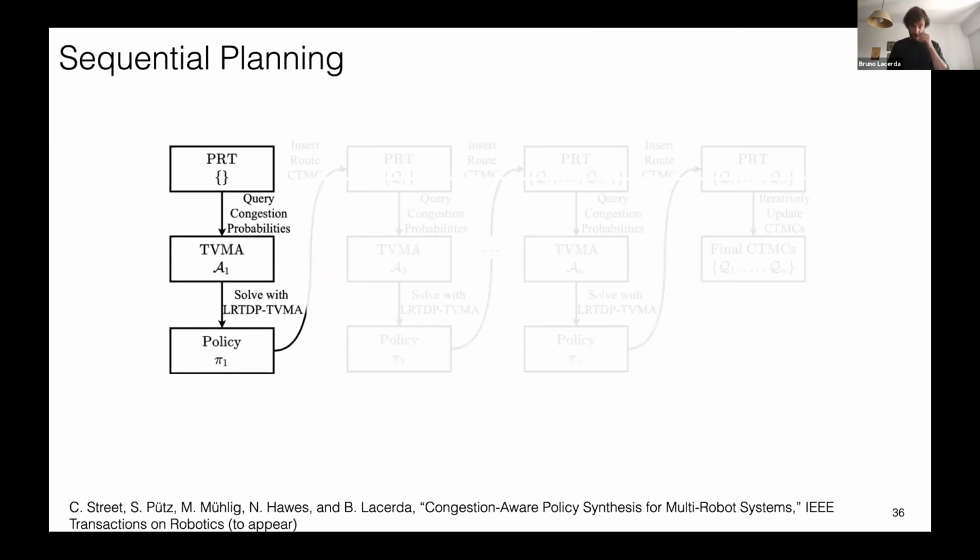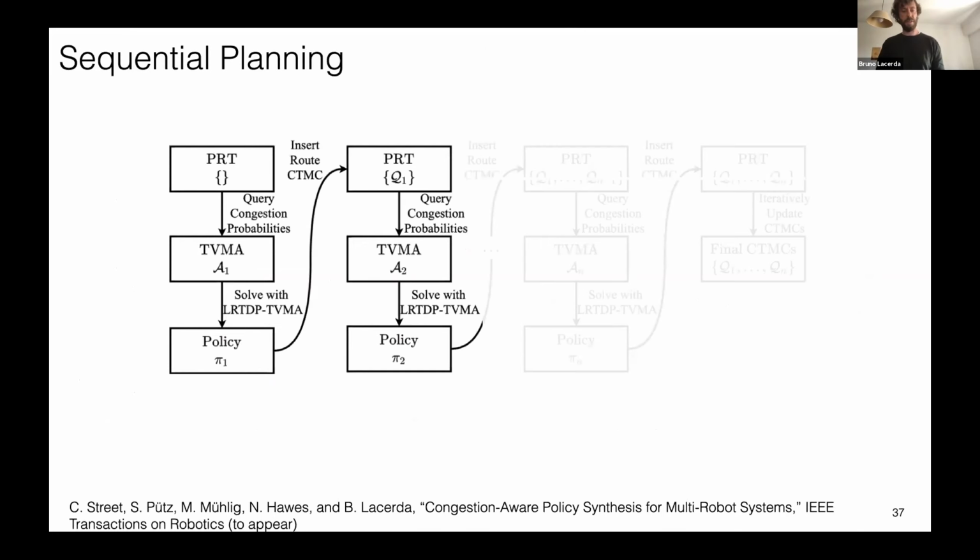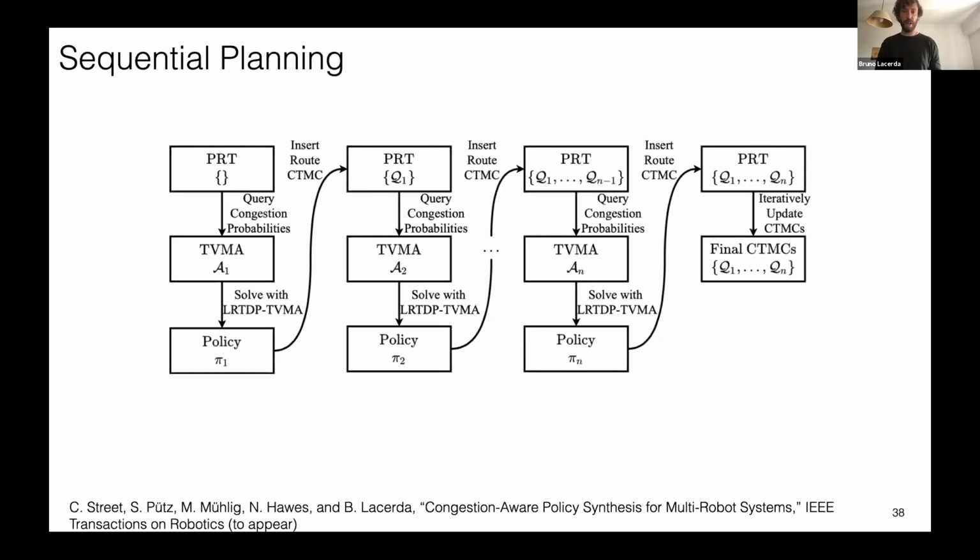Okay, so now we have a way to plan for a robot given the paths of the other robots. Now, to plan for the whole team, we currently have just a sequential planning approach, where the first robot plans without considering any other robot, and then it takes its policy and inserts the continuous time Markov chain that corresponds to its policy into something that we call the probabilistic reservation table. The second robot is going to plan using a model that considers the plan of the first robot in its congestion probability, and so on and so forth. The last robot will consider every other robot when it's planning. So this is a sequential planning approach.